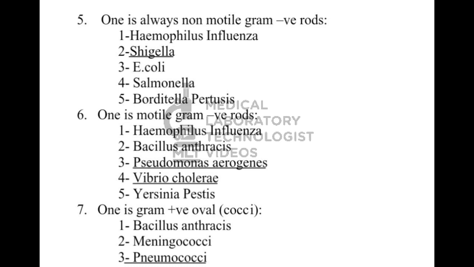Next question is which one is a gram positive cocci, and the answer is pneumococci. Pneumococci is gram positive cocci. Meningococci is gram negative cocci. So the correct answer is the third option. Pneumococci is gram positive oval, or we can say coccus shaped.